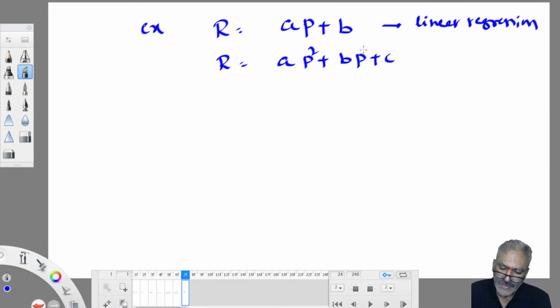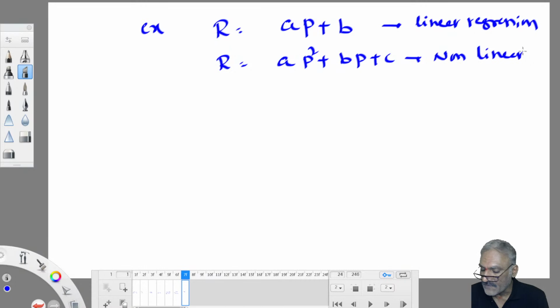A P square plus B P plus C. Like that also. This is called non-linear regression. Example I am giving, not exactly the same way. One equation you will get between rainfall and runoff. So runoff is a function of rainfall, isn't it? No rainfall, no runoff. Very simple. Non-linear regression it is called.